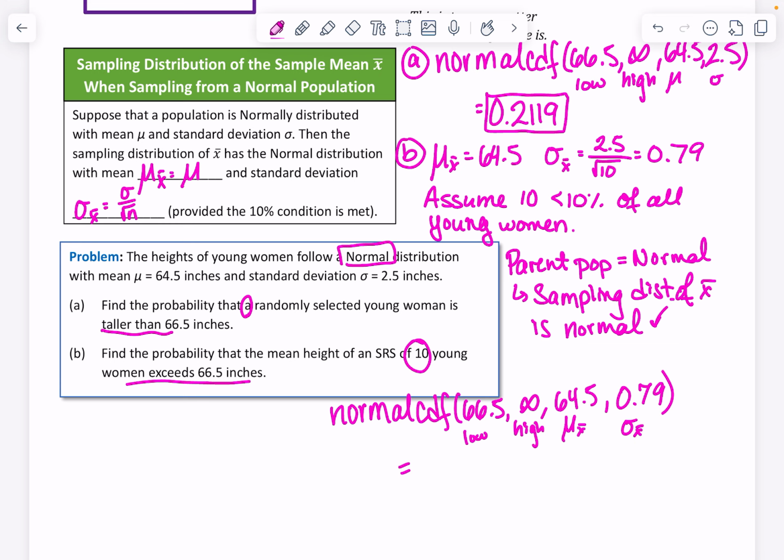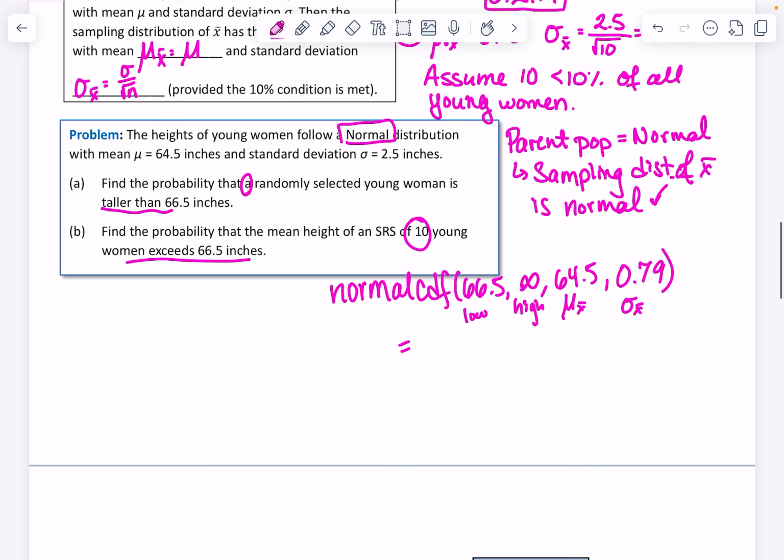We do that, that is way less likely, 0.0057. So while there's a 21% chance we find one person that's taller than 66.5 inches, there is a 0.5% chance that we find 10 people that average 66.5 inches or taller. So a lot harder to find 10 people than just one person.